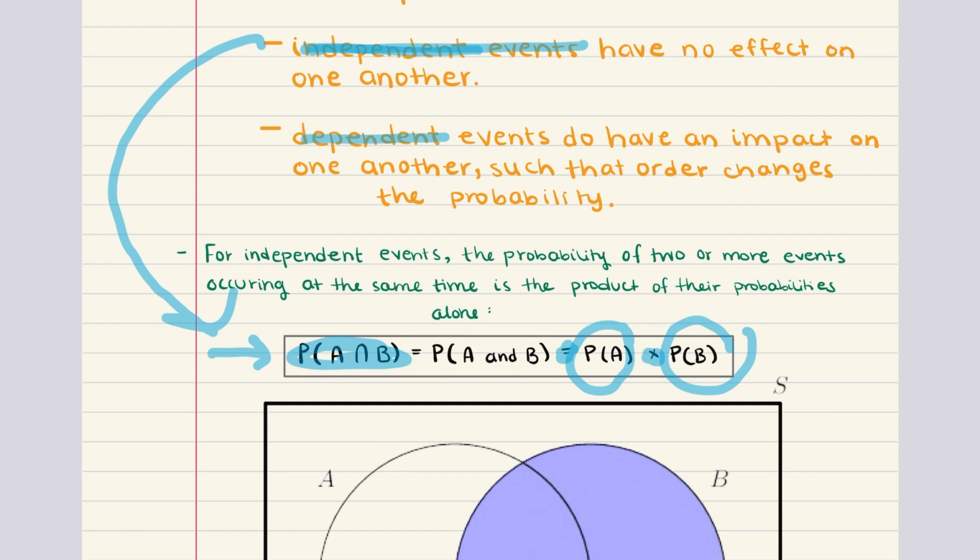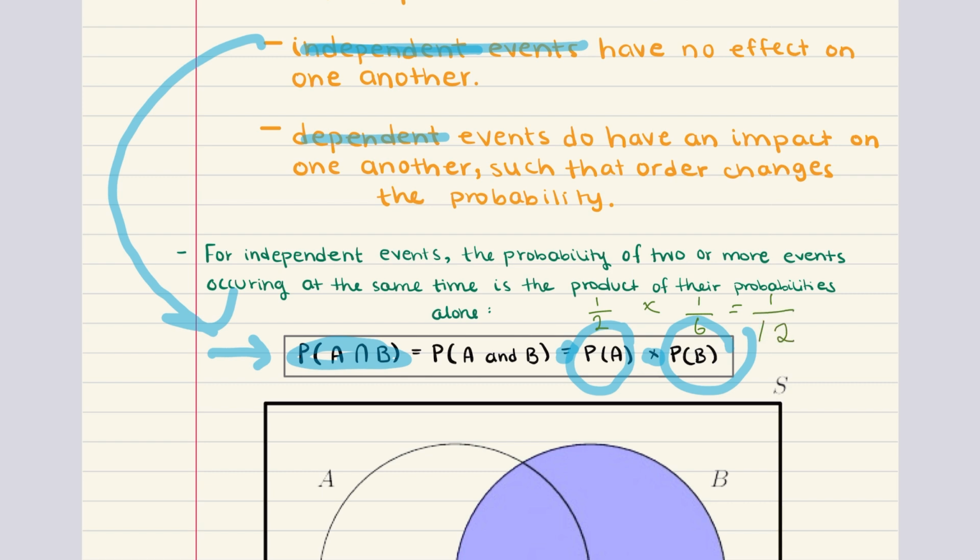To illustrate this, let's say we want to flip a coin and roll a die, and specifically we want to flip heads and roll a 6. The probability of flipping heads is 1 over 2 because your coin only has 2 sides, heads and tails. The probability of rolling a 6 is 1 over 6 because your die has 6 faces numbered 1 through 6. Now the probability of flipping heads and rolling a 6 at the same time is 1 over 2 multiplied by 1 over 6, which is equal to 1 over 12.